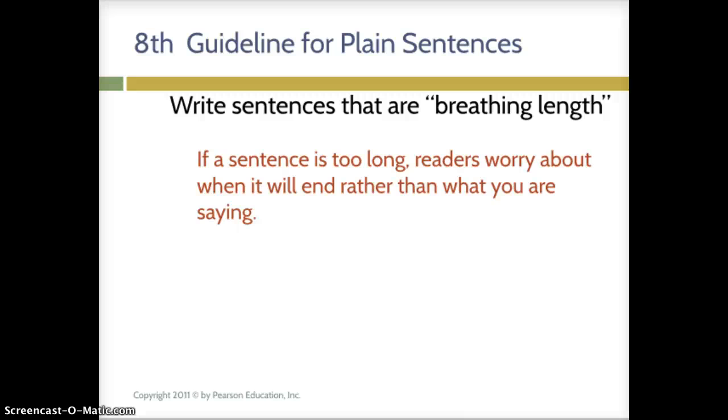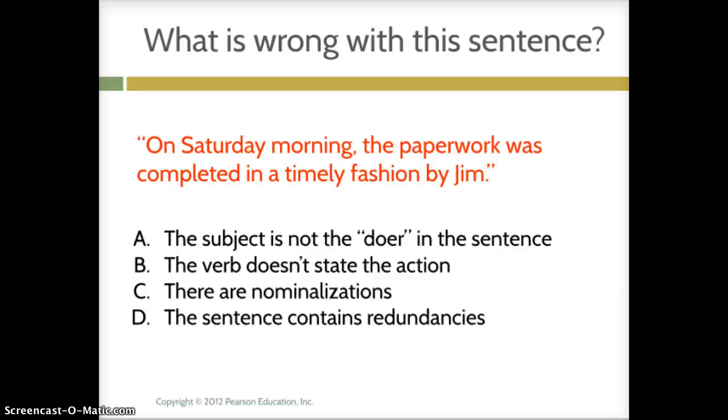Alright, now let's test your knowledge. What's wrong with this sentence? On Saturday morning, the paperwork was completed in a timely fashion by Jim. Is it A, the subject is not the doer in the sentence? B, the verb doesn't state the action? C, there are nominalizations? Or D, the sentence contains redundancies?